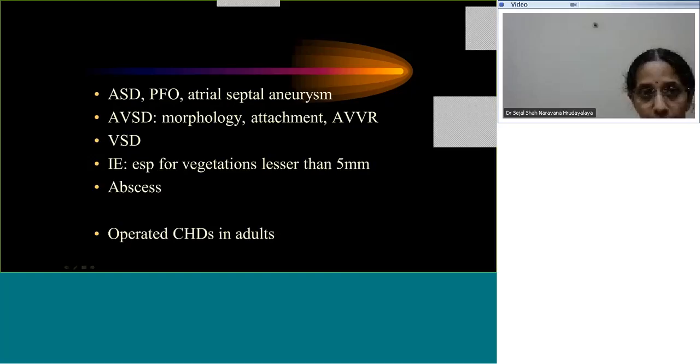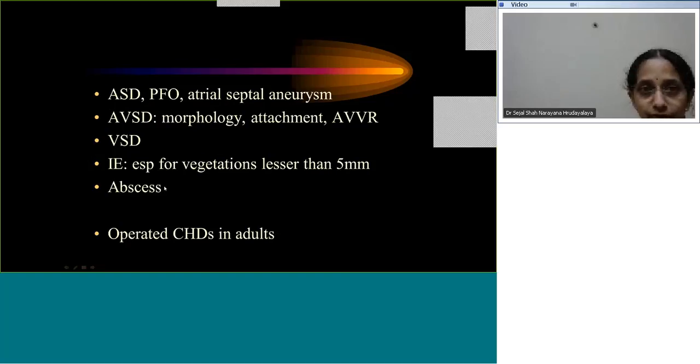Common indications on the pediatric side for transesophageal echo would include, on an OPD basis, especially the atrial septal defect, and intraoperatively it's commonly used for LV outflow tracts, atrioventricular septal defects, the ventricular septal defects, and sometimes endocarditis and abscess in the postoperative scenario. In operated congenital heart disease, definitely after Fontan, and in older people, especially to check for clots in the appendages, etc., transesophageal echo is commonly used.